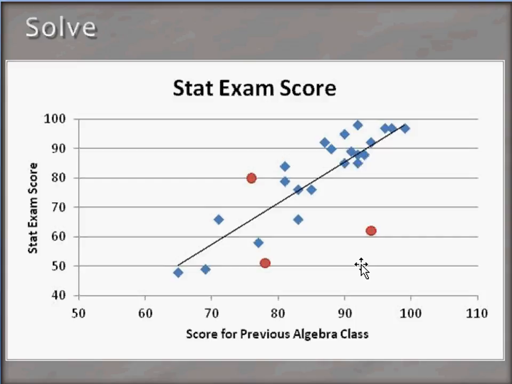This would be a good way to find out where maybe some variable makes a big difference. For example, this student had a really high score in his previous algebra class, but his statistics exam score was much lower than would be expected based on that. So we could look at what happened with this student, and this could be a very useful data point to study.